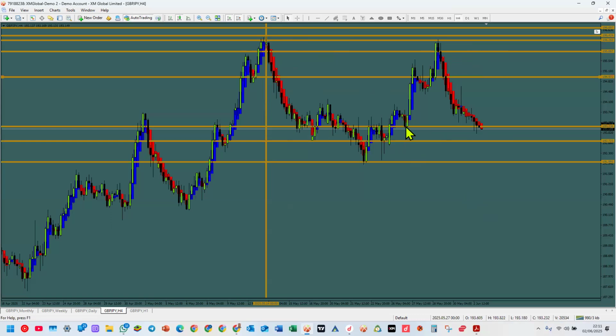Now the market has come to this support. Let's look at this support level first. This is support level, right? The market has come to this support level, but there is no bullish candle here. Can you see there's no green candle that says that the market is going to buy?